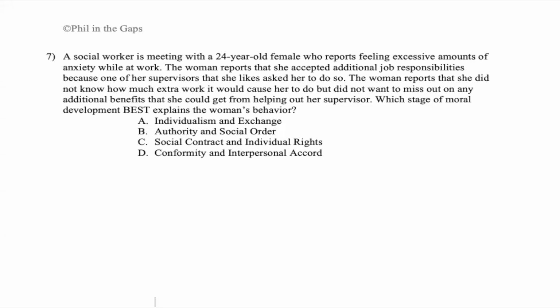The woman reports that she did not know how much extra work it would cause her to do, but did not want to miss out on any additional benefits that she could get from helping out her supervisor. Which stage of moral development best explains the woman's behavior? A, individualism and exchange. B, authority and social order. C, social contract and individual rights. D, conformity and interpersonal accord.